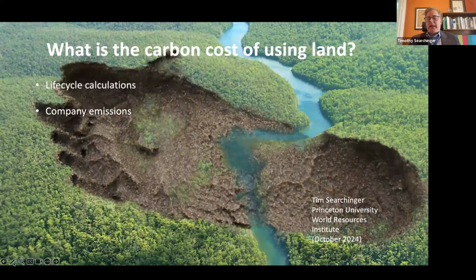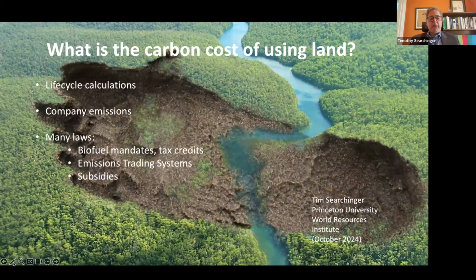That's the same method that companies use, basically a life cycle calculation, to estimate their own emissions from their food production. Many companies have pledged to reduce emissions. How they count them, therefore, matters. There are a whole lot of laws that basically build in the effect on land in one way or another, or don't. This includes biofuel mandates. There are emissions trading systems, which essentially treat the emissions from burning biomass as free, as neutral, which I'll explain is really a way of not counting the cost of using land.